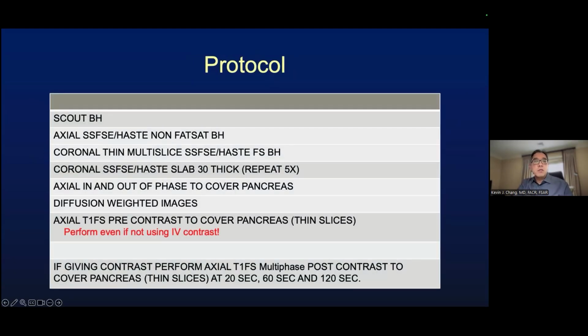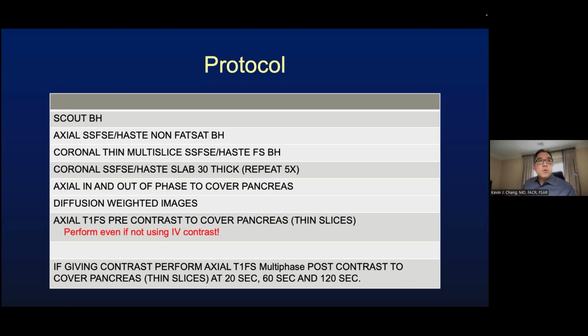Basic protocols include axial single shots with and without fat saturation, coronal images, thin cuts or thick slabs, as well as we usually will acquire T1 weighted in and out of phase images just to cover the pancreas to look for the presence of fatty structures. We use diffusion weighted images as well.